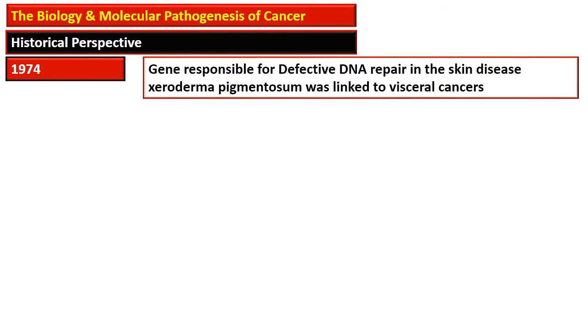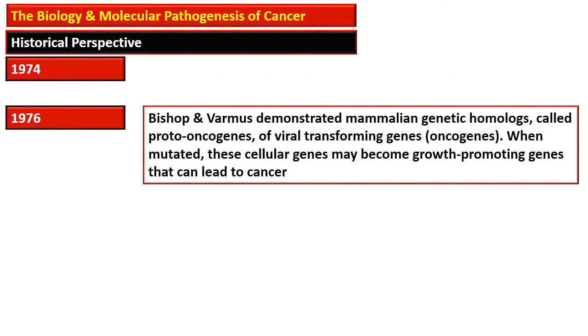In 1974, genes responsible for defective DNA repair in the skin disease xeroderma pigmentosum were linked to visceral cancer, and in 1976, Bishop and Varmus demonstrated mammalian genetic homologs, called proto-oncogenes, of viral transforming genes. When mutated, these cellular genes may become growth promoting genes that can lead to cancer formation.